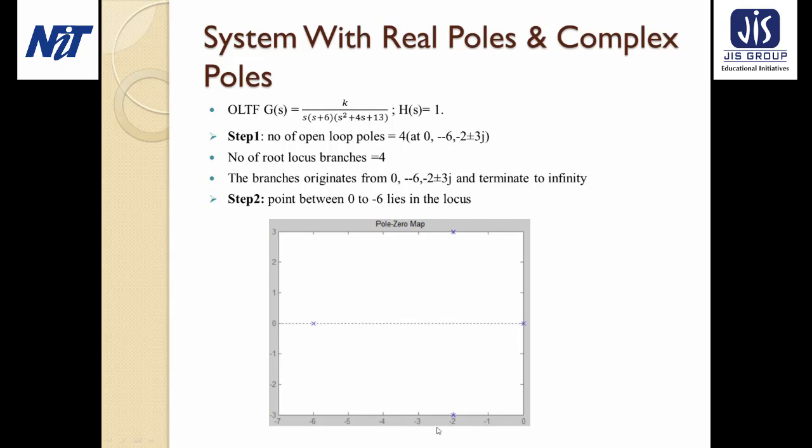Now we will check which points actually lie on the locus. If we consider any point in between 0 and minus 6, then the number of poles plus zeros to the right hand side is always 1, that means an odd number. So the points in between 0 and minus 6 will always lie on the locus, and points from minus 6 to infinity will not lie on the locus.